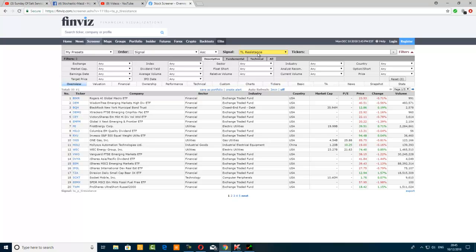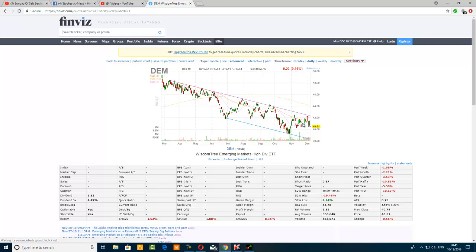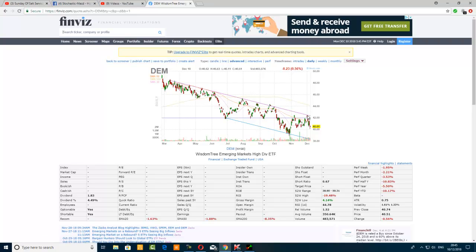So if you are a TSTW24 or SYS trader, this is one function that I will recommend, the TL resistance, trend line resistance. So the signal, trend line resistance. If I select one of these stocks, this one now, and I click on it, you see here the price was on the edge of a declining channel, and then it pulled back a bit now. It was going down for some time.